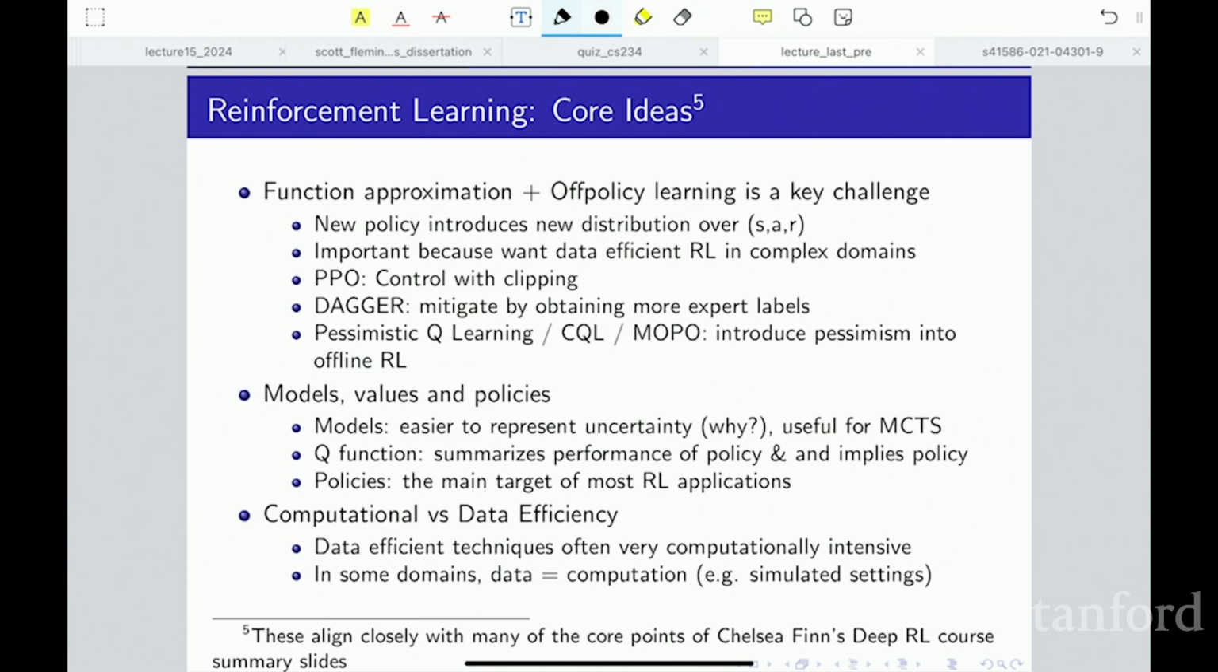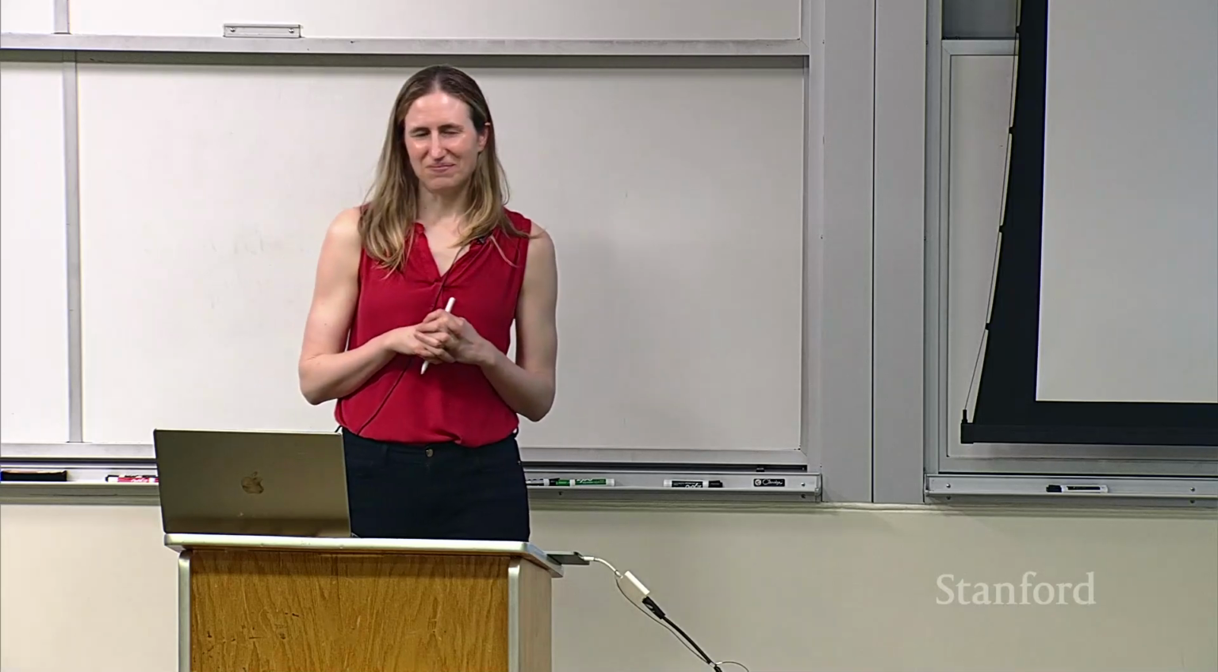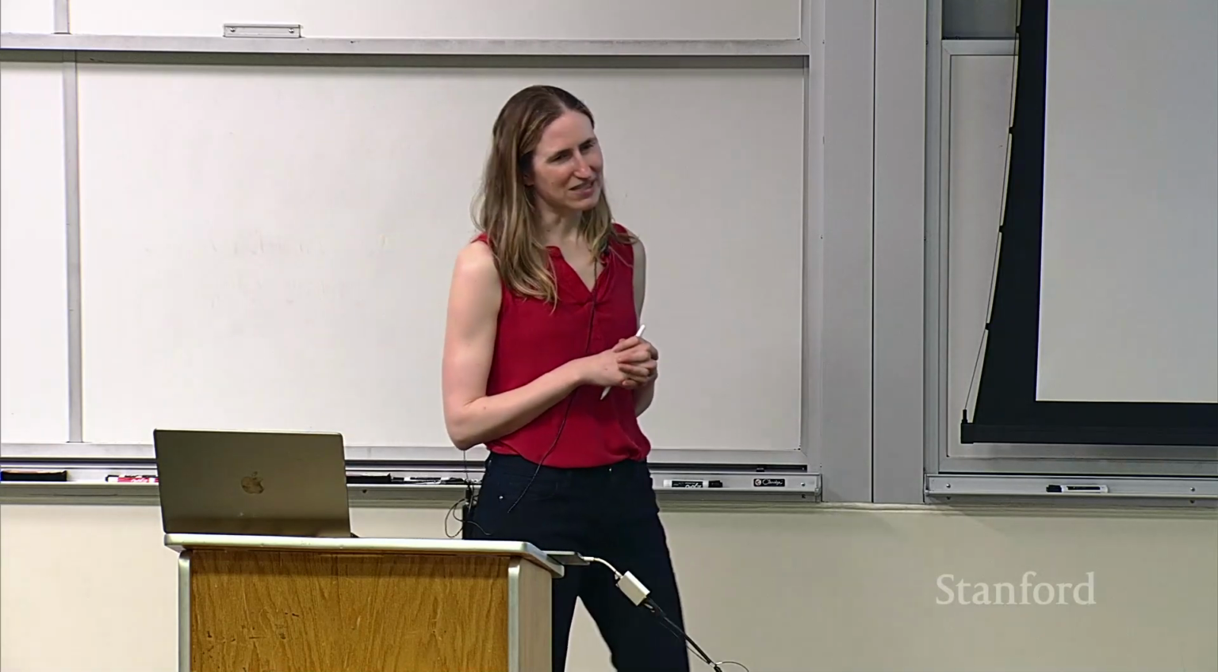So models are often easier ways to represent uncertainty. So if we only have finite data and we're training something about a value or a model or a policy, often it might be easiest for us to represent that uncertainty with a model. Somebody have an idea of why that might be? Why might it be easier to represent uncertainty for a model rather than a Q function or a policy? You could disagree with me too, but I can give you why I think this might be easiest.